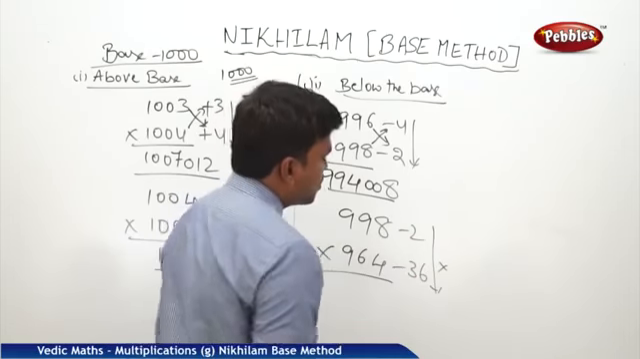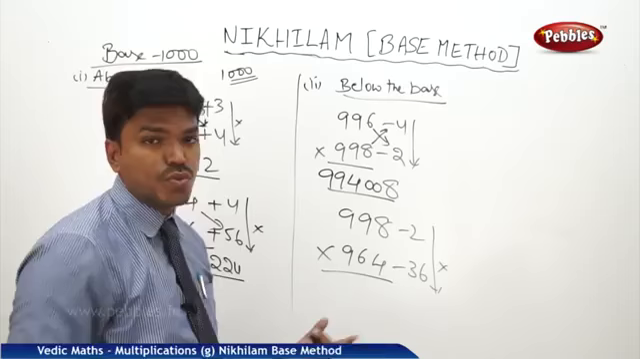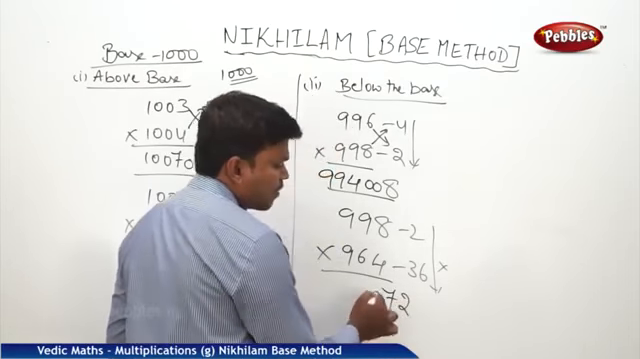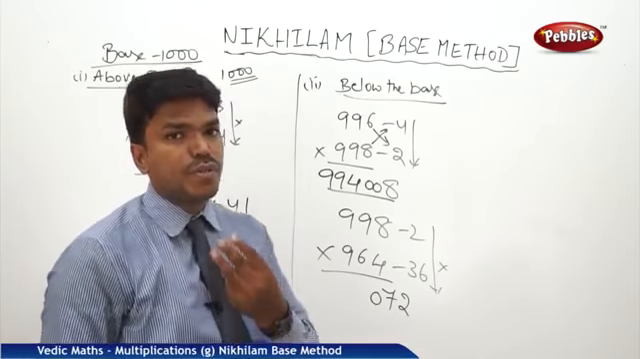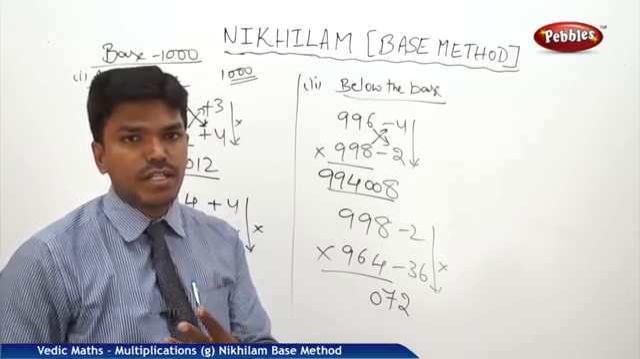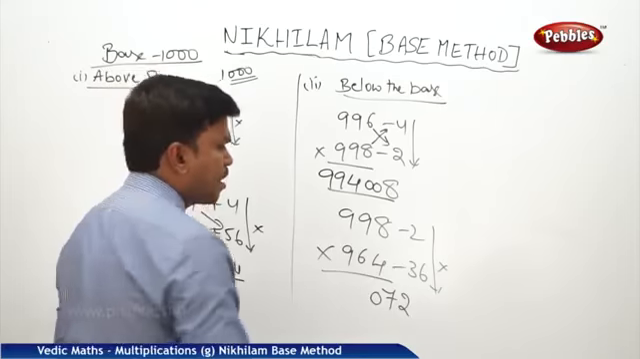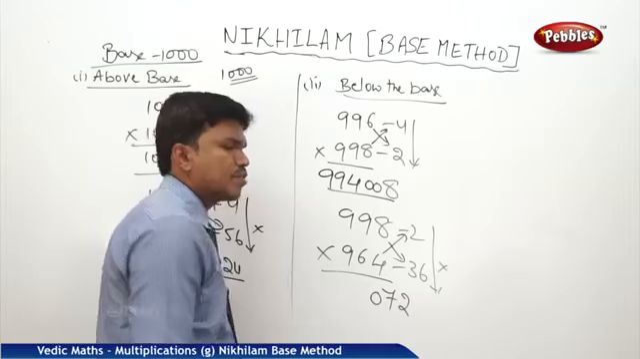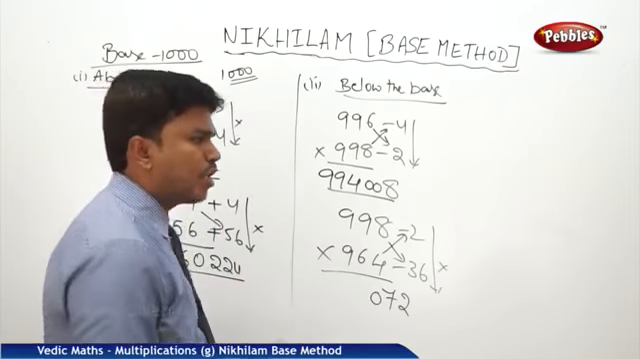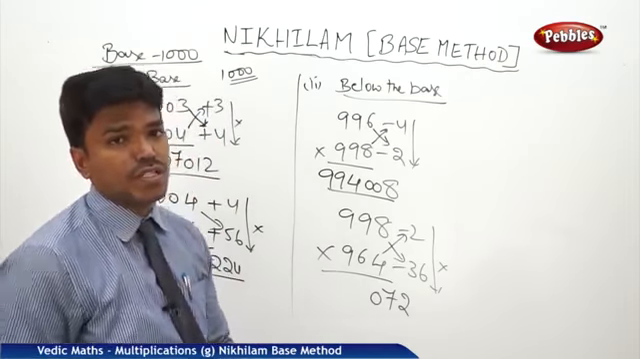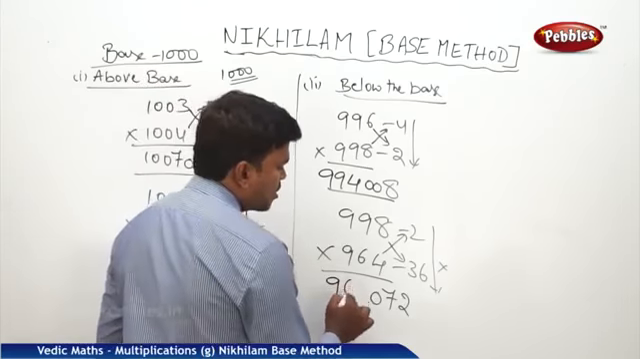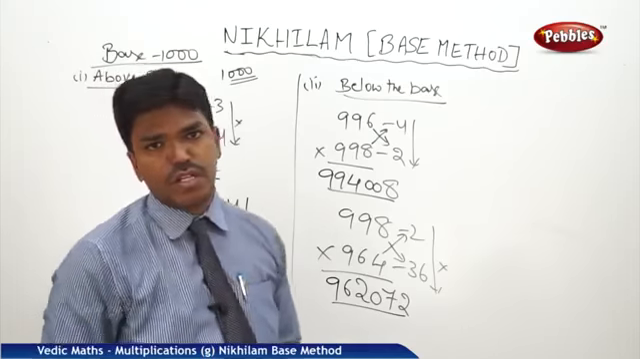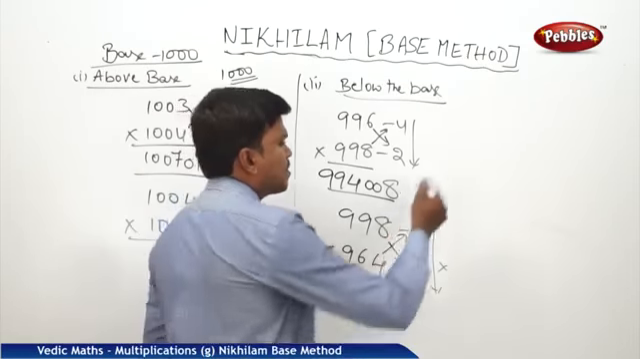Multiply these two. So minus into minus is plus, 36 2s are 72. But 072. Why? Because there should be 3 digits on the right side part. Okay. Now 998 minus 36 or 964 minus 2. Whichever you feel is easy, do that one. Why? Because both are going to give the same answer. So how much? 962. So my answer is 962,072. One more example we will see.